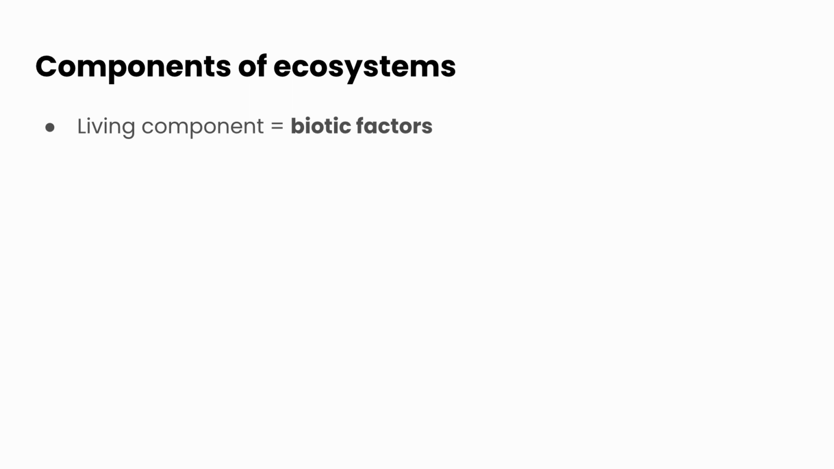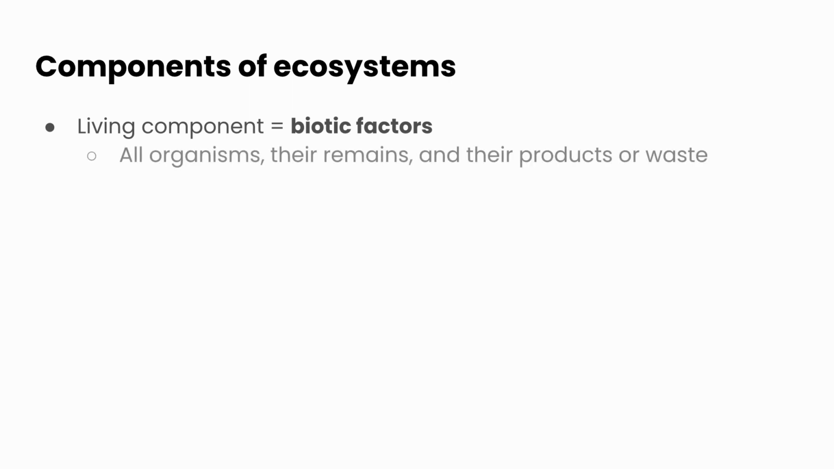Let's start with biotic factors. Biotic factors mean all of the living components of that ecosystem. That includes all the organisms, as well as their remains when they die and pass on, as well as anything they produce, or their waste as well. So, for example, urine, which is produced as a waste product from humans, which are living beings, would still be considered a biotic factor because it is a waste product from a living being.